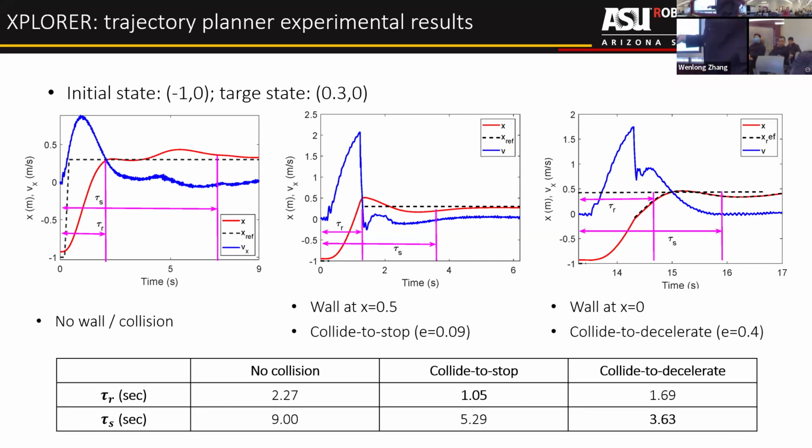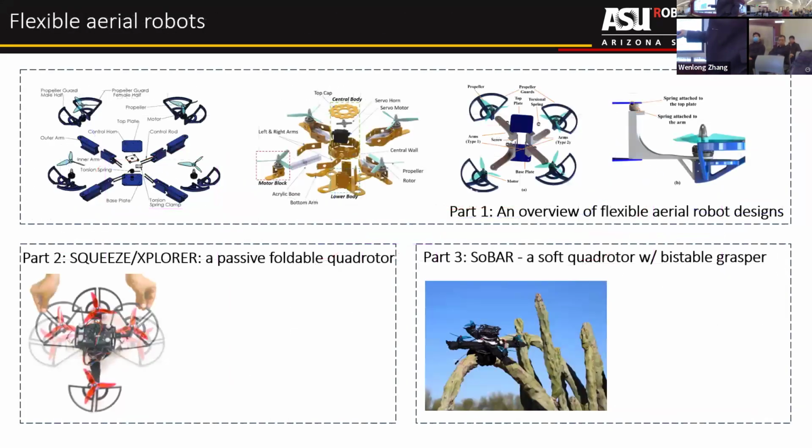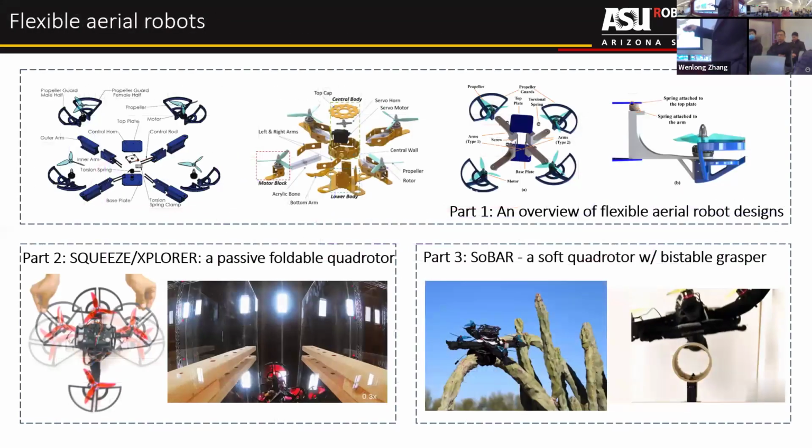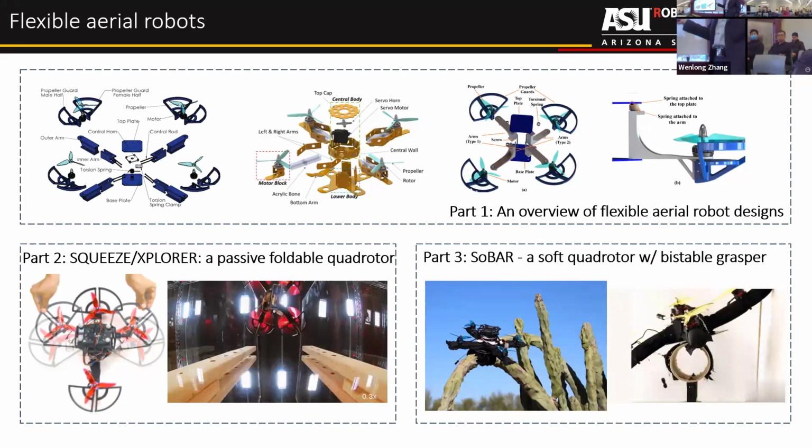So with that, we can see that with collision, you can have a much reduced rise time if you can collide to stop. You can have much less settling time if you can afford to collide to decelerate, right? It depends on where the obstacles are. Of course, it requires information about the environment, about where the obstacles are. But from a control standpoint, that demonstrates the capability of this drone and demonstrates how it can be integrated with optimal control.